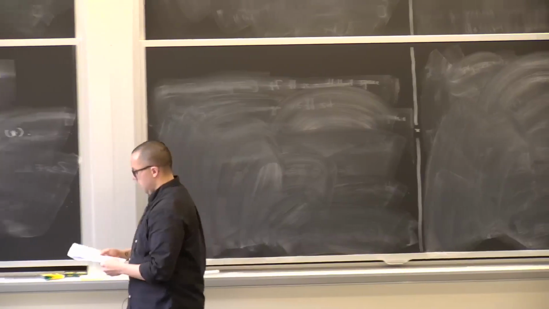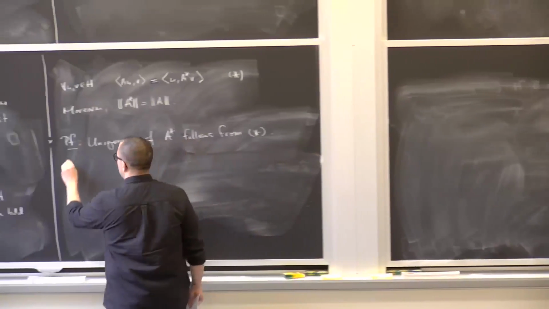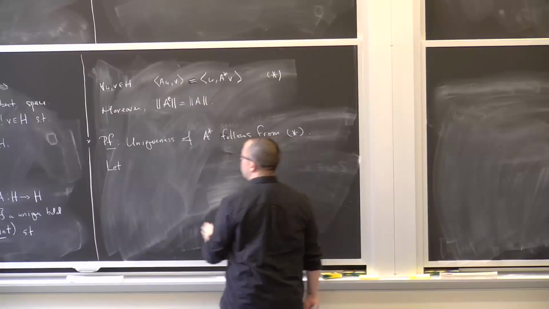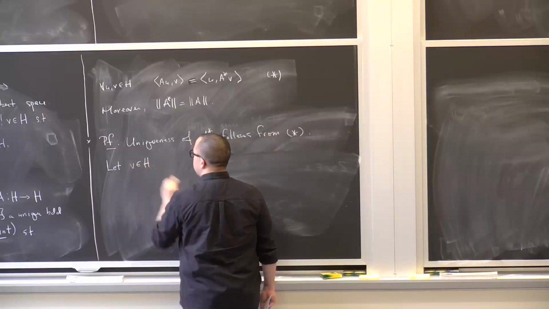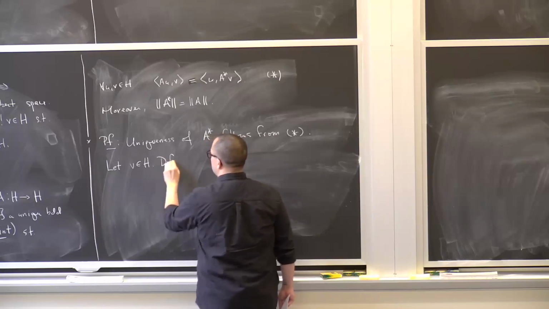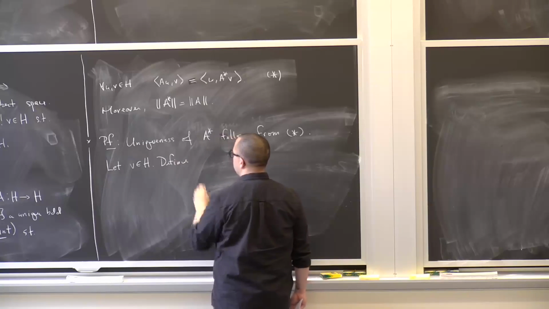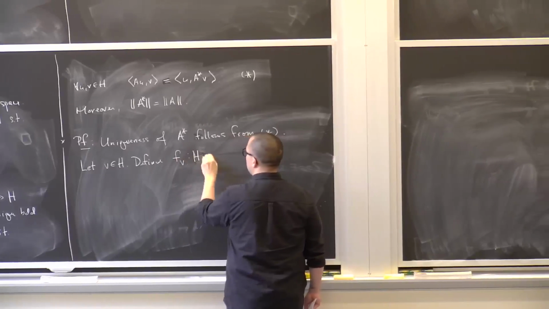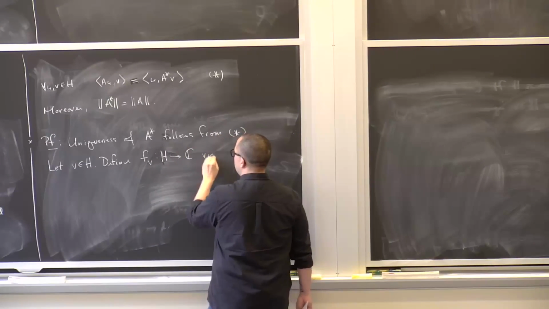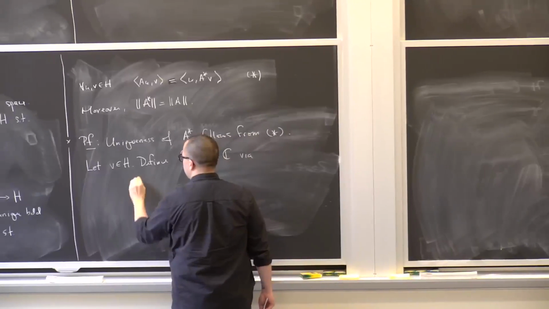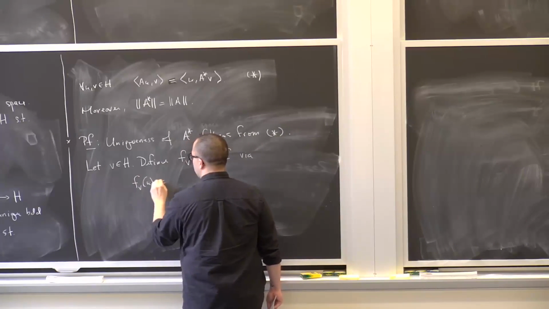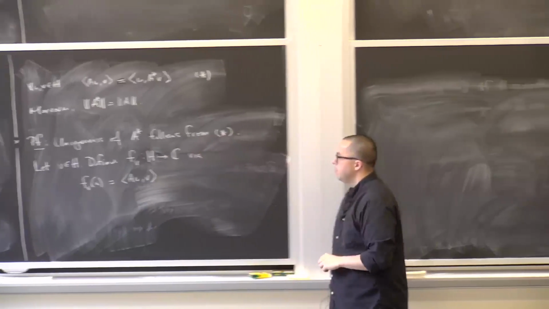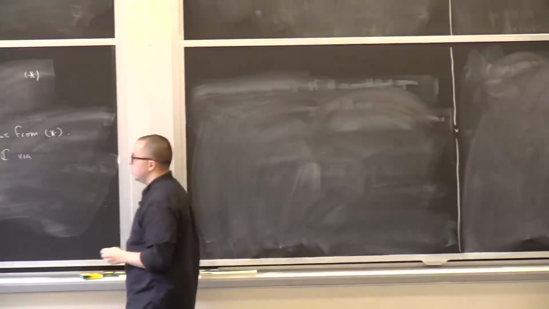Okay. So how do we define this operator? Well, we basically define it by this relation. So let v be in H. Define a map F sub v from H to C via F sub v of u is equal to A u inner product with v. All right? Now, this is clearly a linear map.